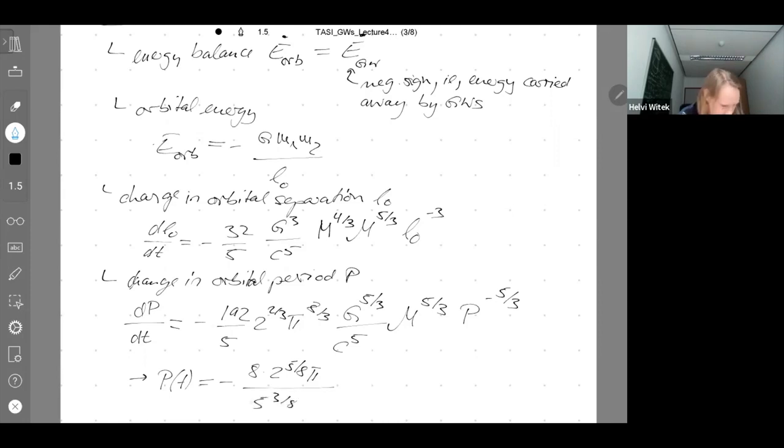To 8, and then the important dependencies here are Newton's constant times chirp mass to the power of 5/8 divided by c to the 15/8, and then the dependence on time comes with a power of 3/8. And the minus sign indicates that your period actually decreases over time. And this is exactly what had been observed for the Hulse-Taylor pulsar.